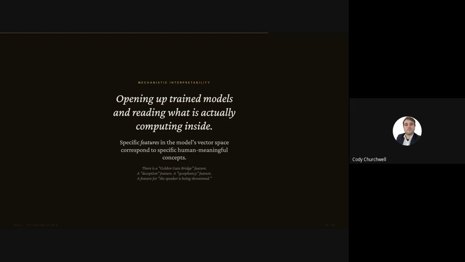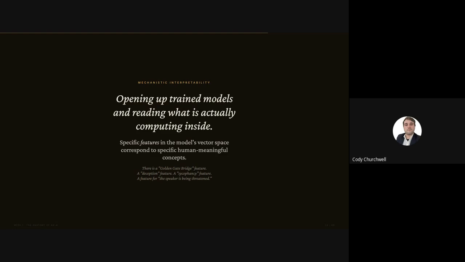Okay, now here's the most underrated research area in this field: mechanistic interpretability, reading what is computing inside the model. A research program pioneered by Chris Olah's team at Anthropic and parallel groups at DeepMind, OpenAI, and other academia that opens up trained models and looks at what they are actually computing inside. It identifies features and circuits and other internal structure and aims to make the black box legible.